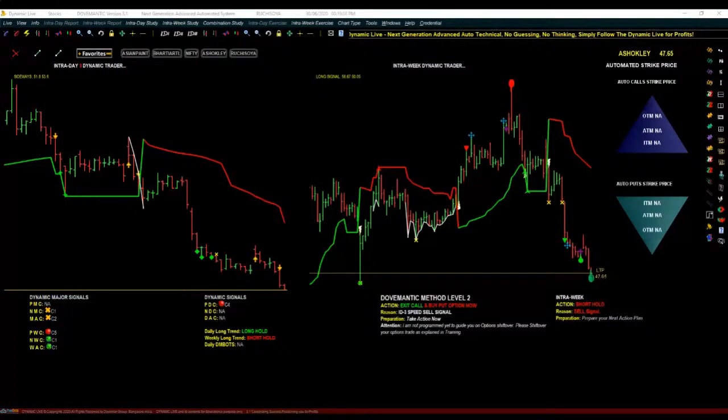Mr. Sukumaran has texted saying that yesterday he bought a 21,600 call option at 230 rupees and today he has exited at 370 rupees. Well, you don't have to thank me, Mr. Sukumaran. I have to congratulate you for having done this trade. I have to congratulate you for having followed the dynamic live, the Dominic method, religiously. Because of your dedication, you have today earned some handsome profit here. I congratulate you, I wish you all the very best, and I wish you will earn more profits in the coming days.